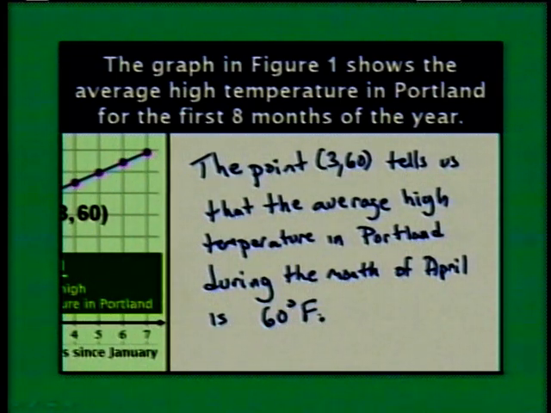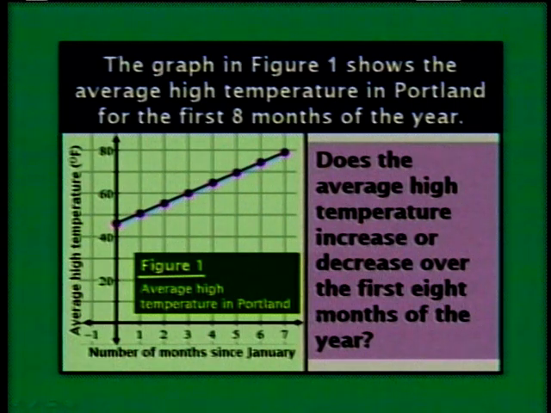Let's ask some more questions about this graph. Does the average high temperature increase or decrease over the first 8 months of the year? Well, if you live in the northern hemisphere, the answer to this question is probably pretty intuitive. During the first 8 months of the year, the average high temperature tends to increase. If we look at this graph, there's no doubt about it. The average high temperature in Portland increases during the first 8 months of the year. It starts out at 47, gets up to about 50. It continues increasing up to about 80 degrees by the time we get to August.